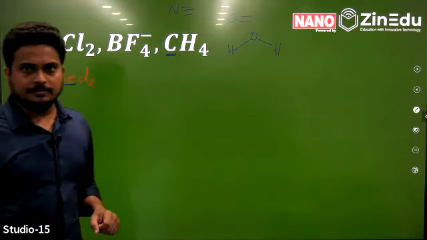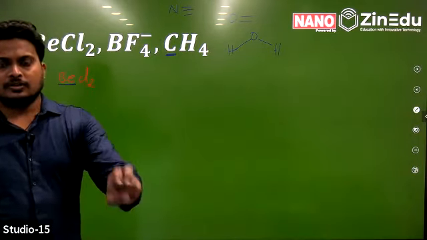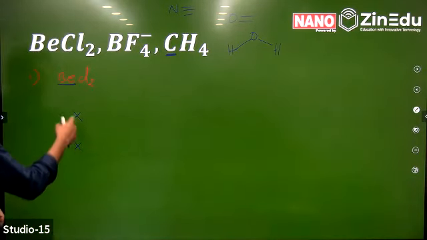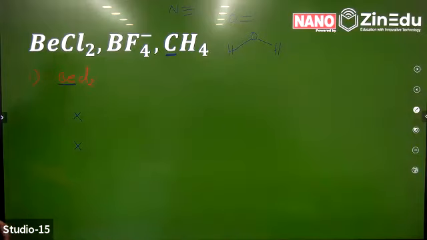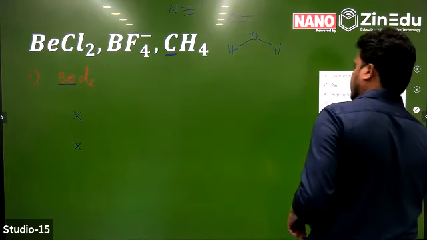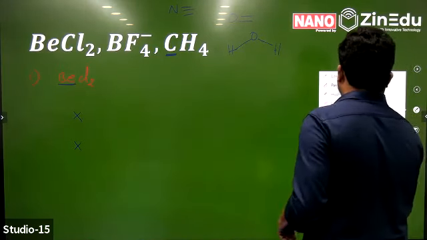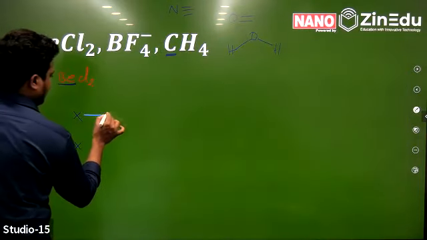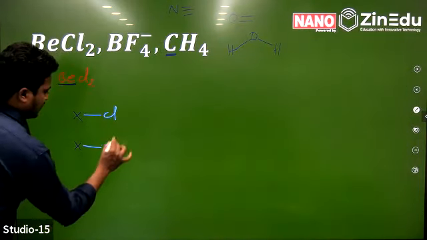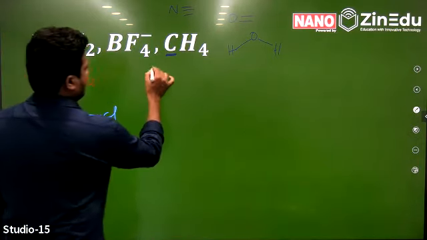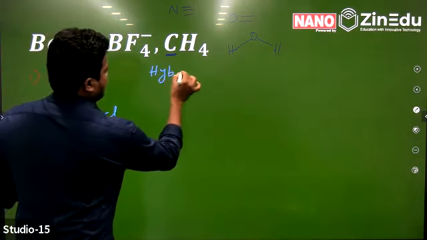Beryllium is the central atom. Beryllium belongs to the second A group, so it has 2 valence electrons in its outermost orbital, right? Now we already know that chlorine always forms a single bond with other elements. Here I am taking 2 chlorines, 1, 2. Now write the formula for hybridization. How can you identify hybridization?